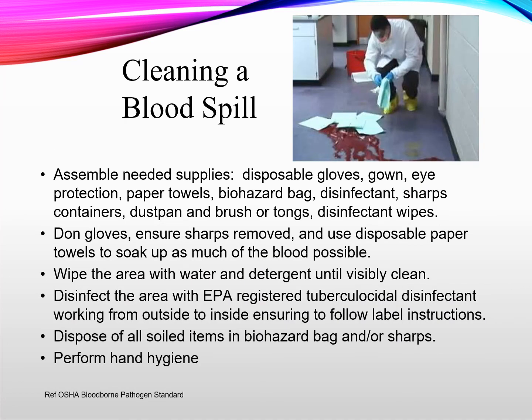Cleaning a blood spill. Assemble the needed supplies listed here. Don your gloves. Ensure there are no sharps. Use disposable towels to soak up as much of the blood as possible. Wipe the area with water and detergent until visibly clean, and then you disinfect the area with the EPA-registered tuberculocidal disinfectant, working from outside to in, following the instructions. Dispose of the items in biohazard or sharps, and perform hand hygiene.